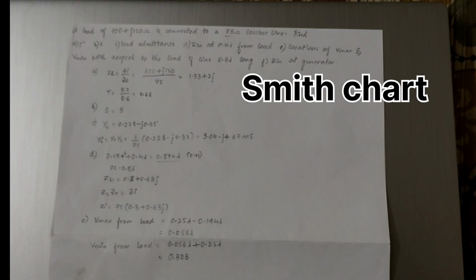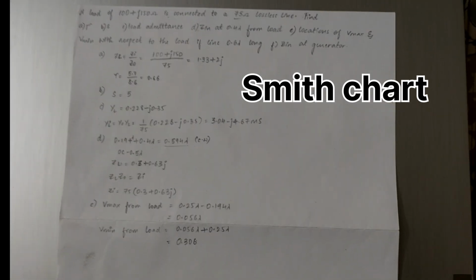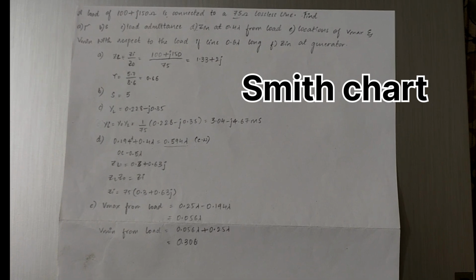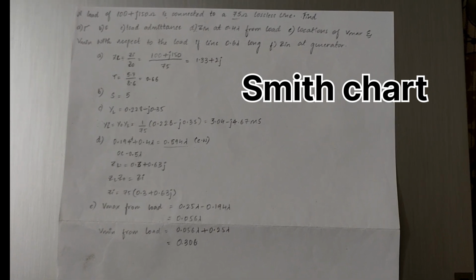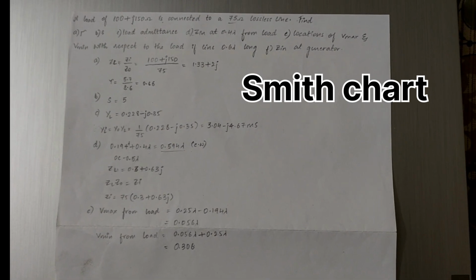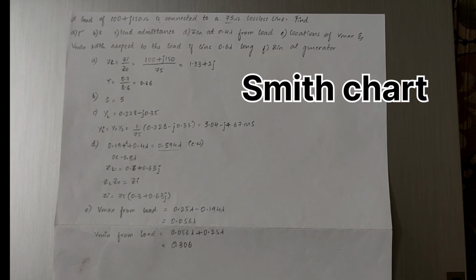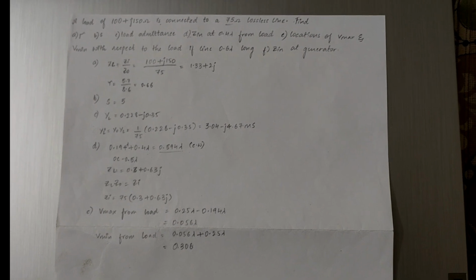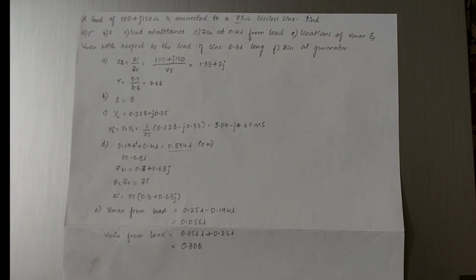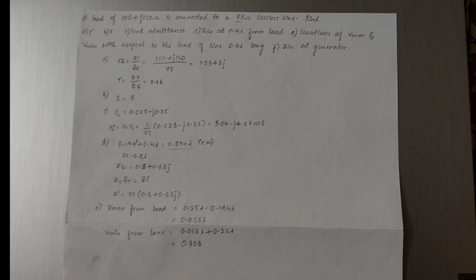Okay, so first, whenever they give you a Smith chart question, always divide your ZL by Z0. You have to find the load impedance, right? So we have 100 plus j150 ohms, which we have to divide by the lossless line's 75 ohms. So it will be (100 plus j150) by 75, which we got as 1.33 plus 2j.